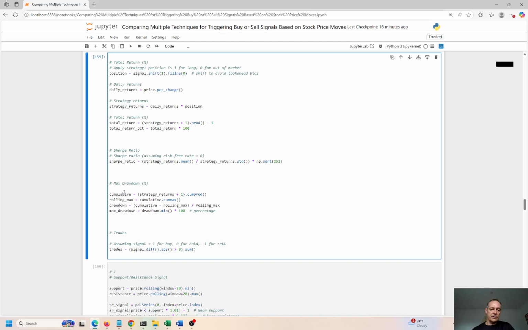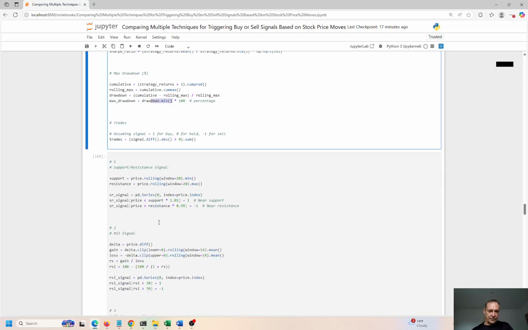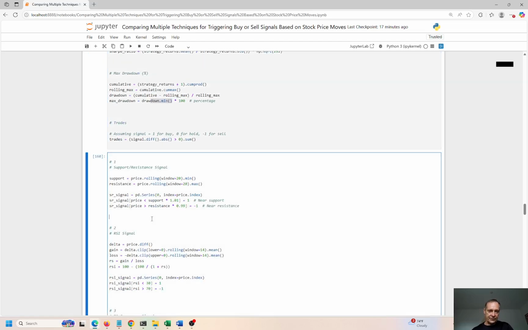And we're going to look at the cumulative return. This is a cumulative product of the strategy returns. Rolling max is a cumulative max. The drawdown is a cumulative minus rolling max divided by the rolling max. So what is the maximum that you can lose in the portfolio? That's the drawdown. And then the max drawdown is the minimum times 100. Okay, so that's a mouthful. I'll admit.